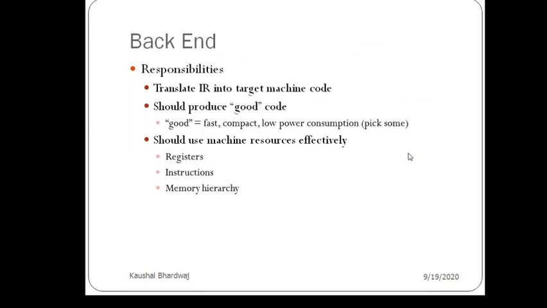Now the back-end is responsible for translating the intermediate representation into target machine code. It should produce good code. Good means fast, compact, low power consumption. Also it should use machine resources effectively. Machine resources means registers, instructions, memory hierarchy, all these sorts of things.